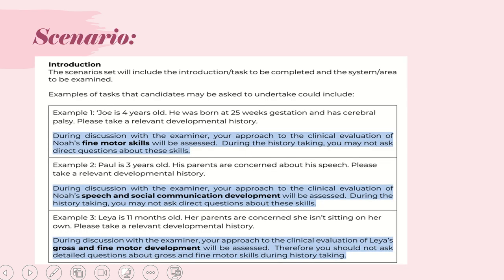This is how the scenario looks like for the developmental station. This is example one. Joy is 4 years old. He was born at 25 weeks of gestation and has cerebral palsy. Please take a relevant developmental history. During discussion with the examiner, your approach to the clinical evaluation of fine motor skills will be assessed. During the history taking, you may not ask direct questions about the task.